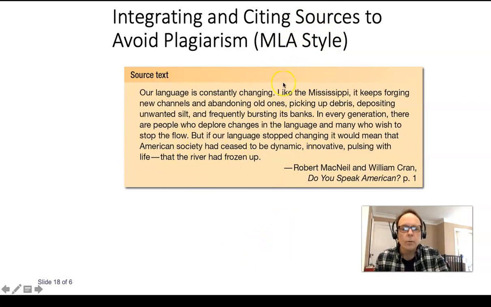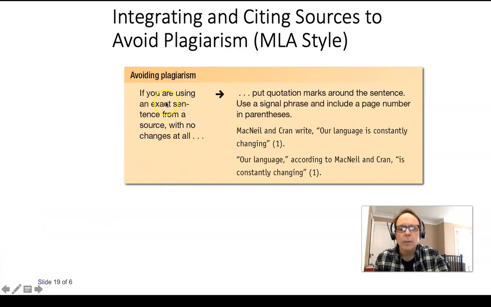But anyway, this is a short passage about the Mississippi River, and it's written by Robert McNeil and William Cran in their book, Do You Speak American? And this is from page 1. So to cite this, if you're using an exact sentence from a source, so you use their exact words, right? That's a quotation, the whole sentence. Then you want to put quotation marks around the sentence. See how they've done this here? McNeil and Cran write, comma, and here's their exact sentence. Our language is constantly changing.